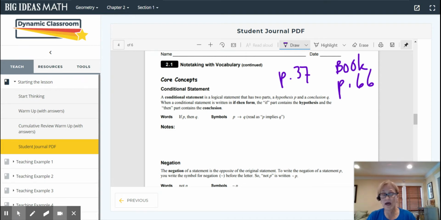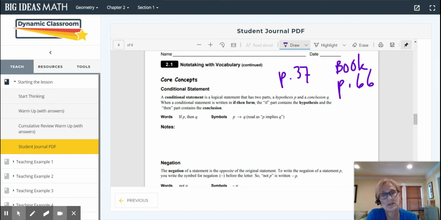Now, we have 3 goals for section 1. Write conditional statements, use definitions written as conditional statements, and number 3, write biconditional statements. And we're not going to do truth tables, so it is listed as an objective, but we're not going to do that page. Now, on these note-taking, we have definitions, which you already wrote down.